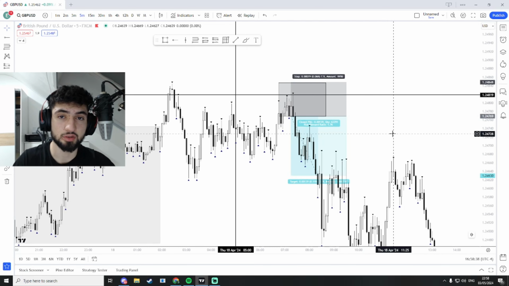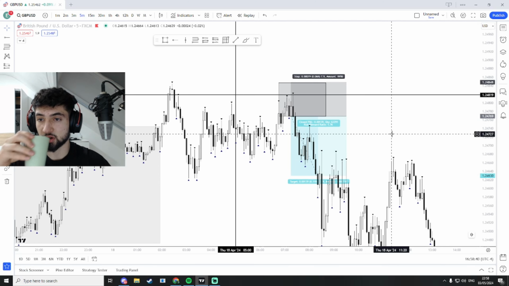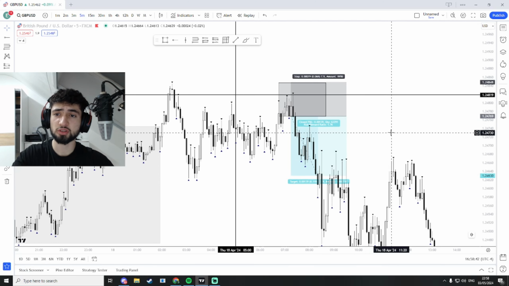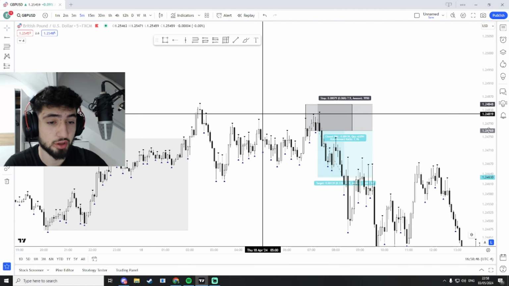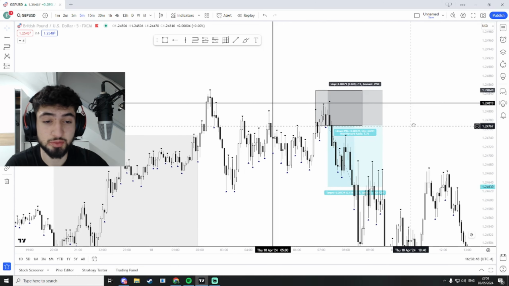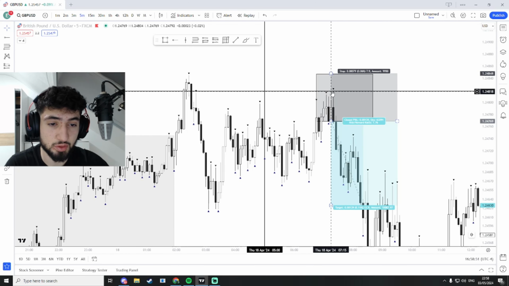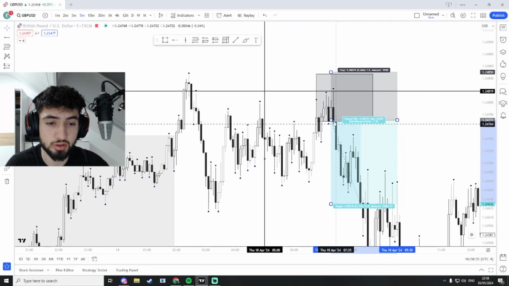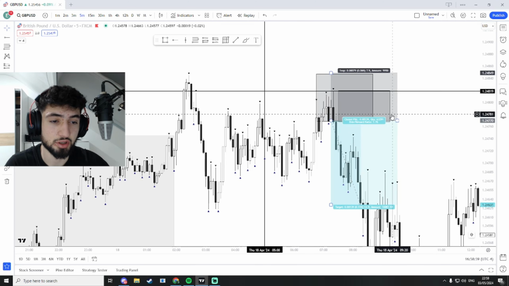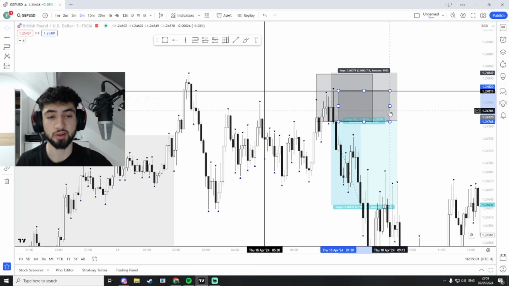You don't need to enter off the M5. You can enter off the 1 hour. You can take 12H trades if that's what you prefer. There are also M5 setups you can take, like you see a sweep of this high, and then there's a break below as well. So this is also an M5 setup, which I didn't take. I took it off the 1 hour and 5 minute.